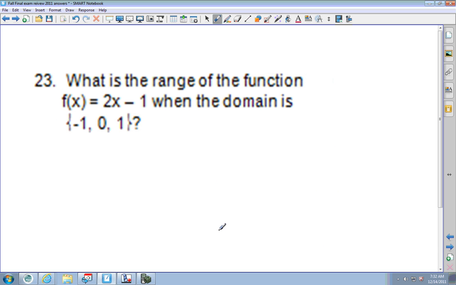Here's another one. What is the range? I would underline this. Range is y. When the domain is, and so go over here to the table and put in your numbers. Domain is x, -1, 0, and 1.